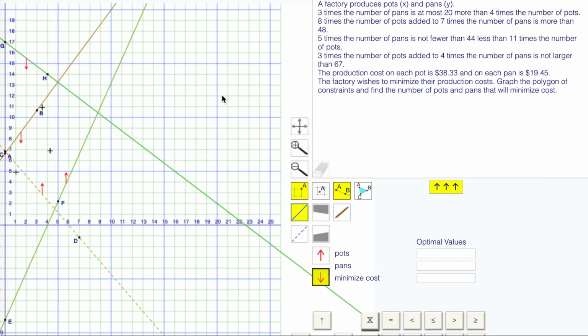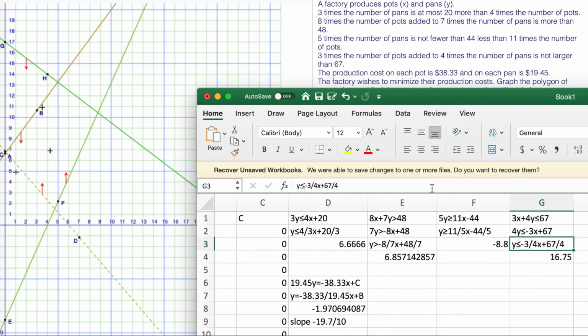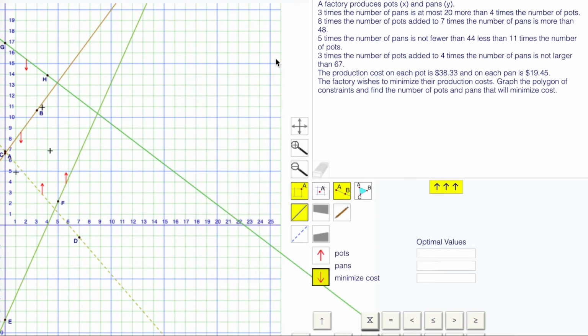I'm going to hold down the command key because we're trying to get to 16.75. So 16.9875. I'm just going to drag the arrow over here. All right, so this is our polygon of constraints. It's going to be in here.